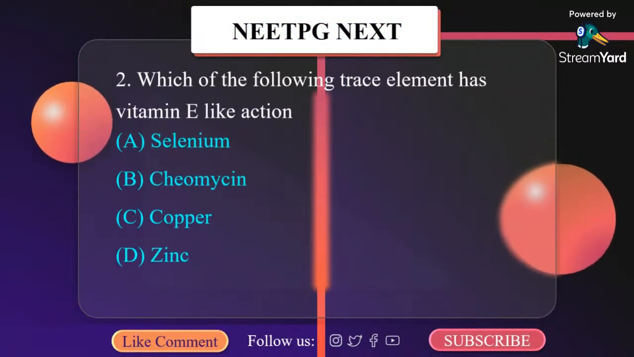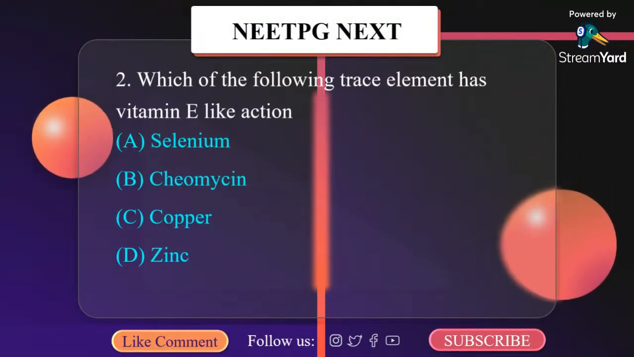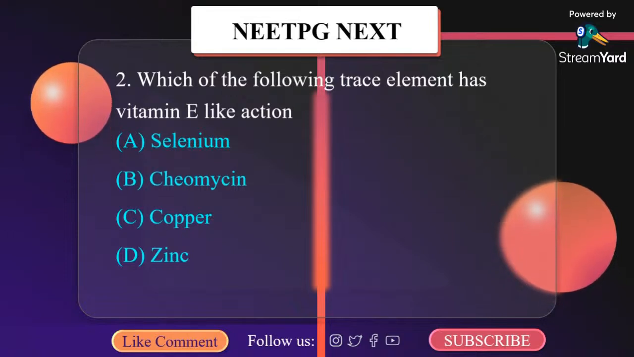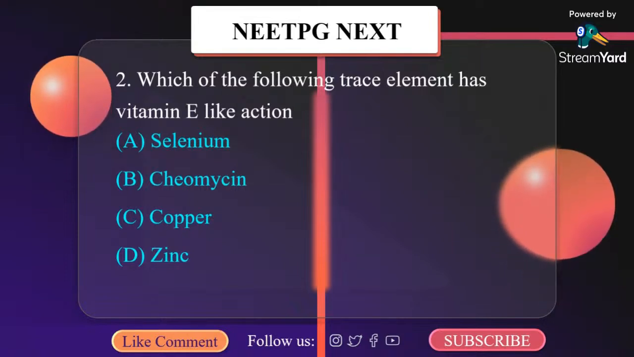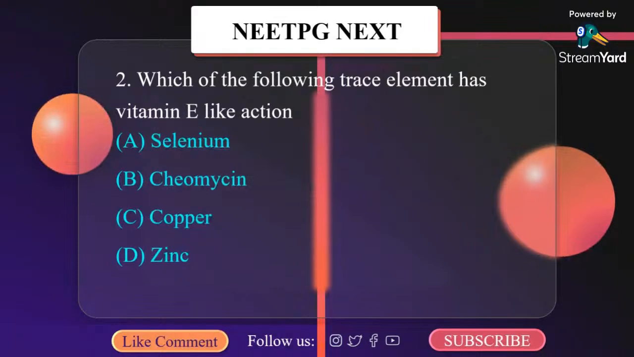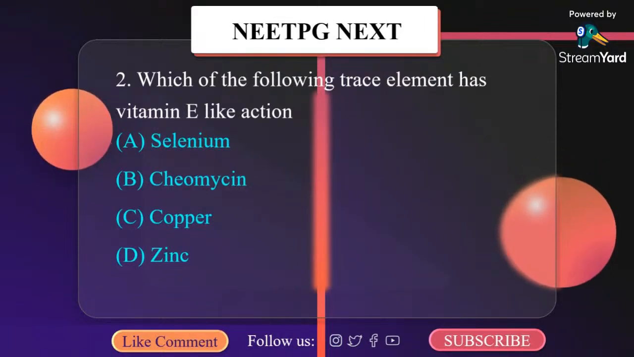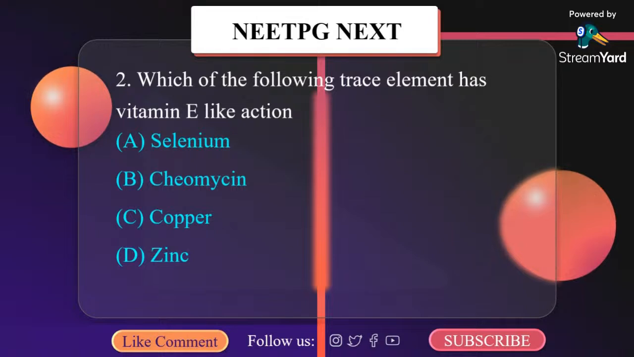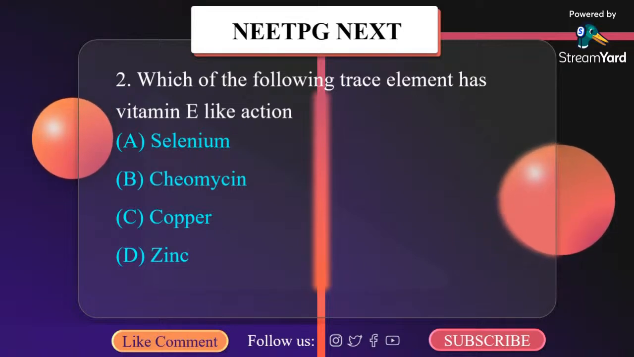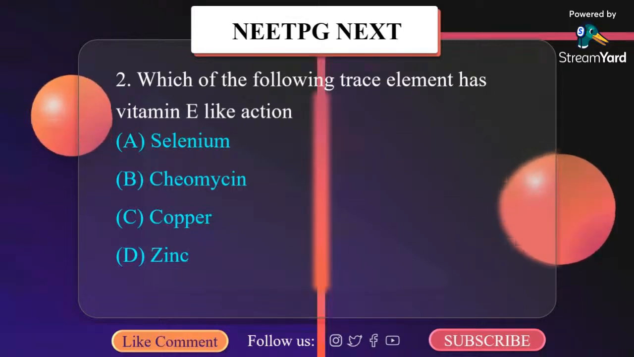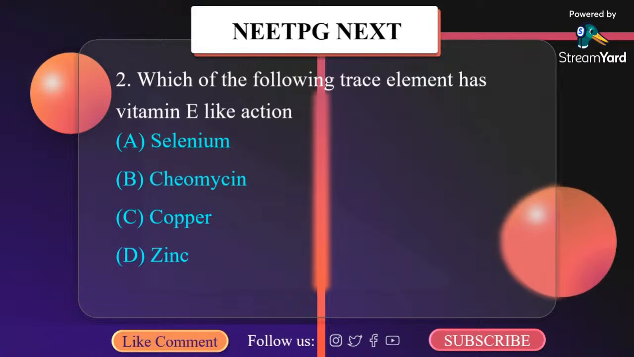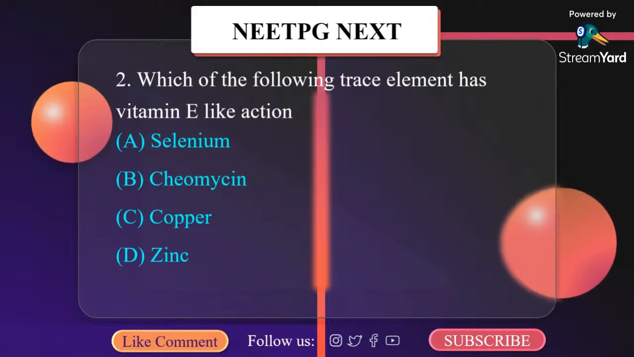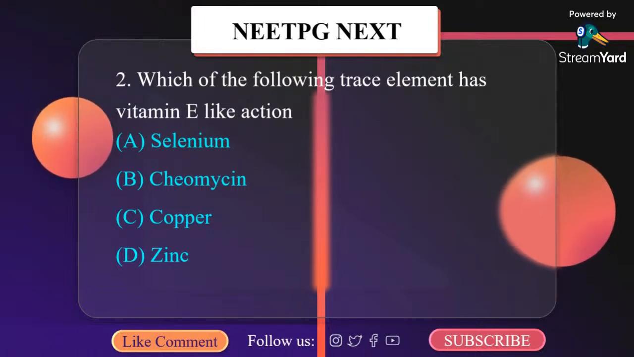Which of the following trace elements has vitamin E-like action? A. Selenium, B. Geomycin, C. Copper, D. Zinc. See, selenium has a vitamin E-like action. What does selenium deficiency cause? Selenium deficiency causes Keshan's disease, a cardiomyopathy endemic in China. What is Kashin-Beck disease? Kashin-Beck disease is endemic osteoarthritis.